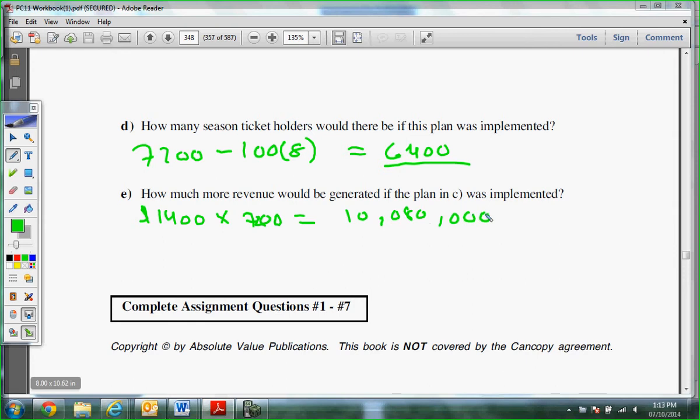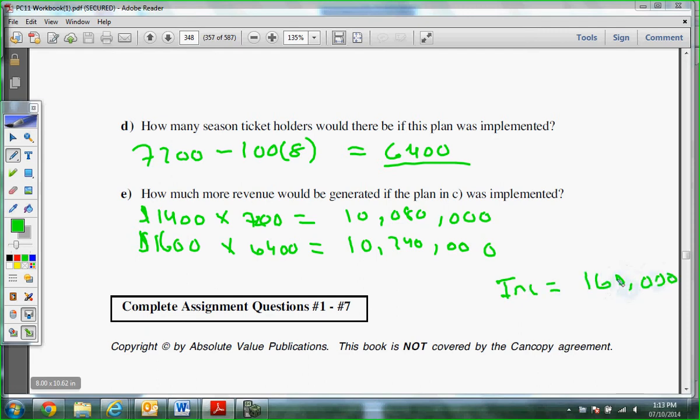Okay, but now we're doing 1,600 times 6,400 people. That's going to give me 10,240,000. I just subtract those to figure out the difference, and the increase in revenue we would now make is 160,000. That's how much money we'd make. So if you made that move and said, forget the fans, you'd make another $160,000.